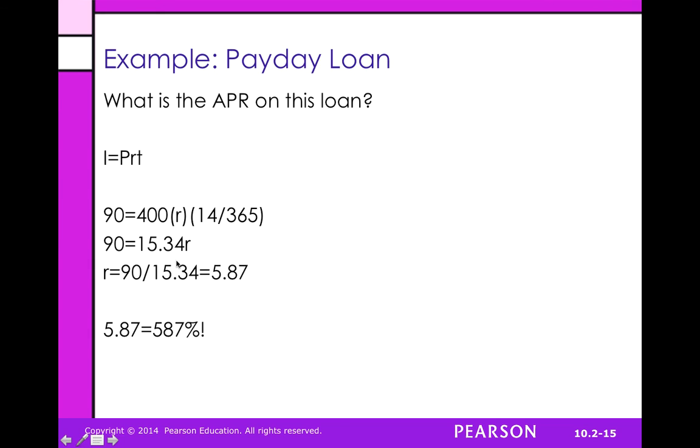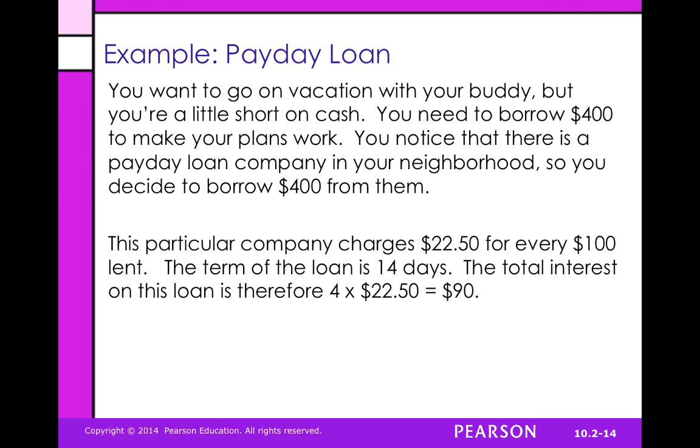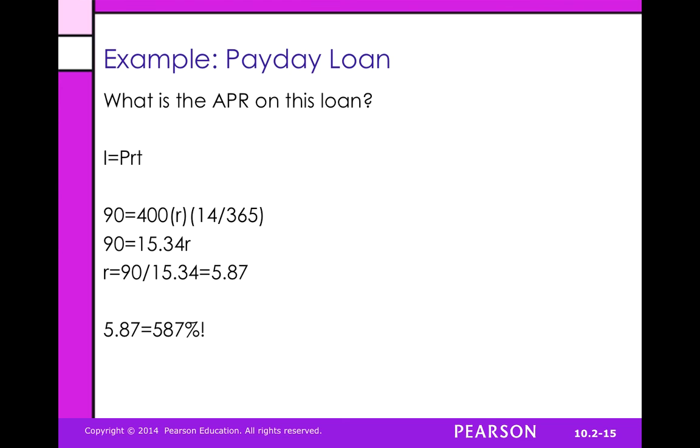Okay, so the interest rate, the APR on this loan that this payday loan company is so nice to give you is 587%. So to go on your vacation, you're going to borrow at 600% essentially. Okay. Now, I don't know how familiar you are with loan terms, with APRs or whatever. I don't know if you've ever taken out a loan, but let me just tell you, this number is absurdly high. It's like a joke.